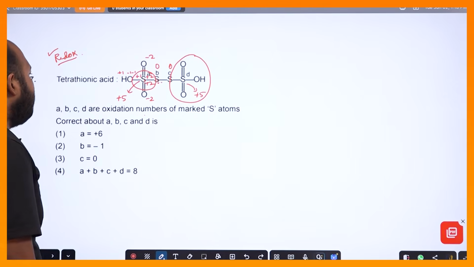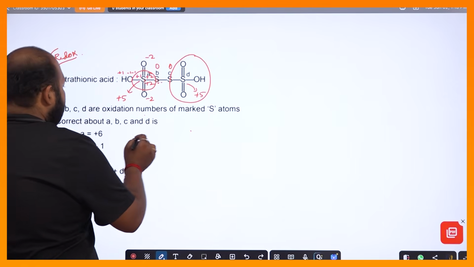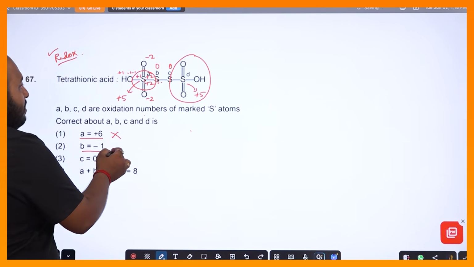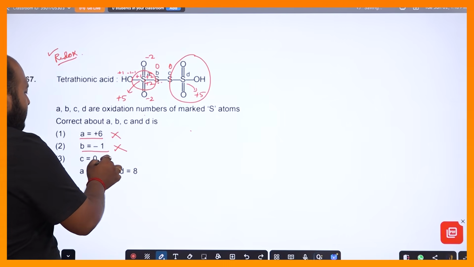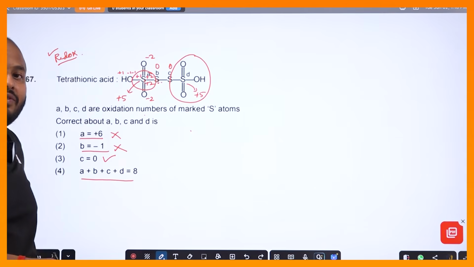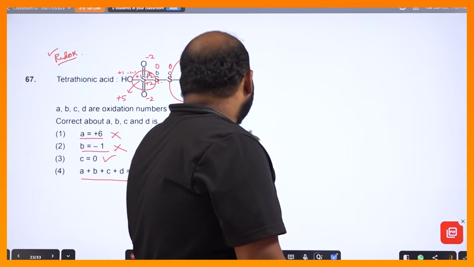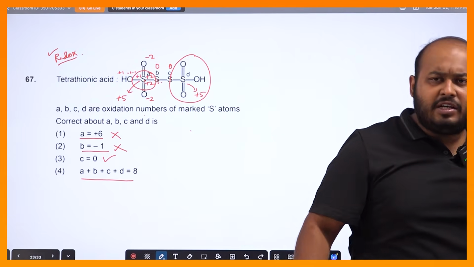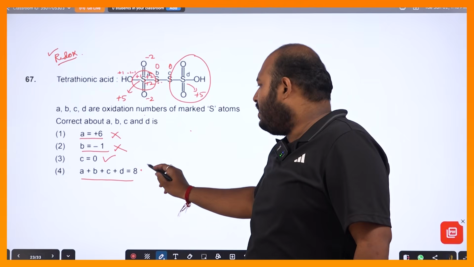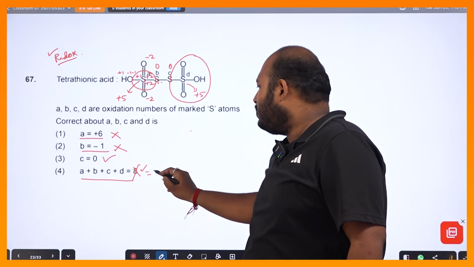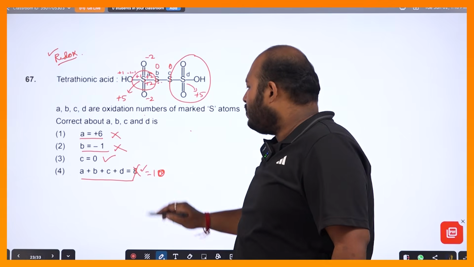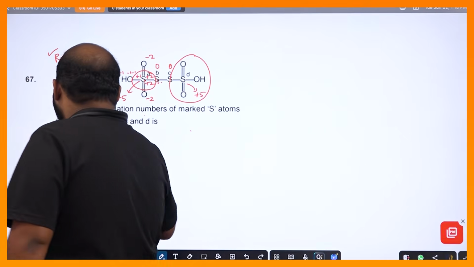Okay, so let us check out now what A will be. A will be 6, B will be -1, C will be 0, and if you count A plus the summation of all the oxidation numbers of individual sulfurs, it will equal 10. So the correct option is option 3.